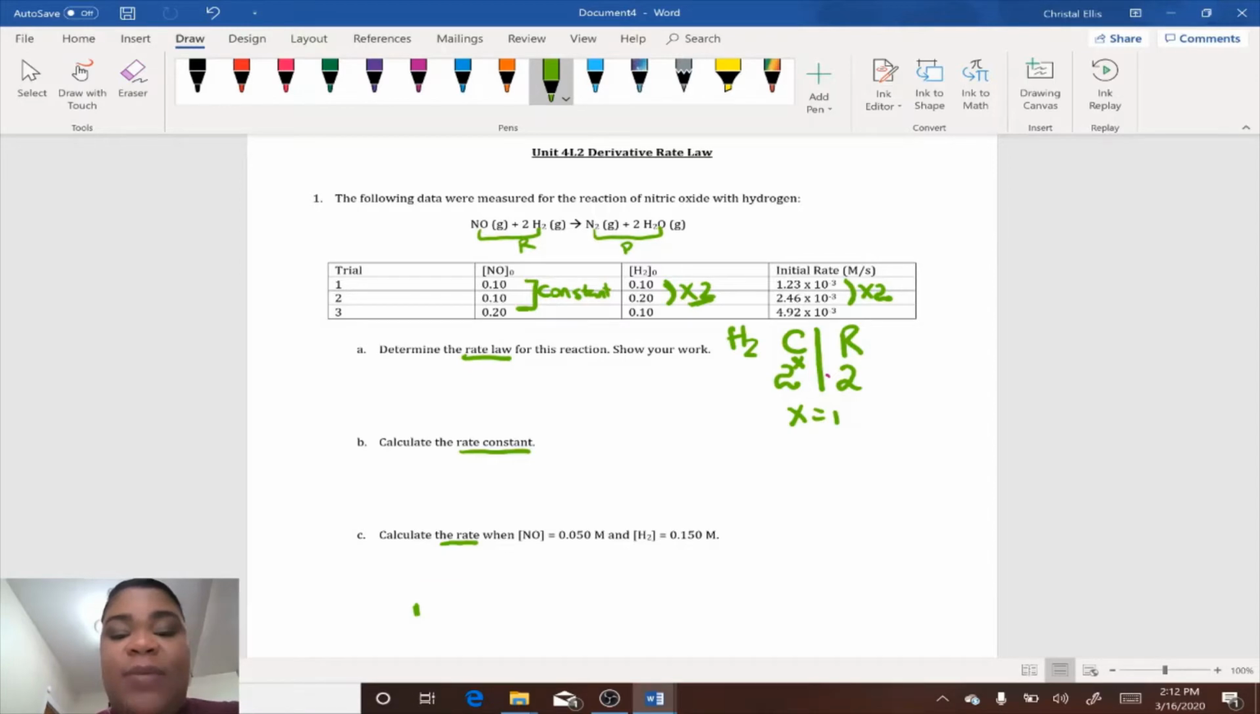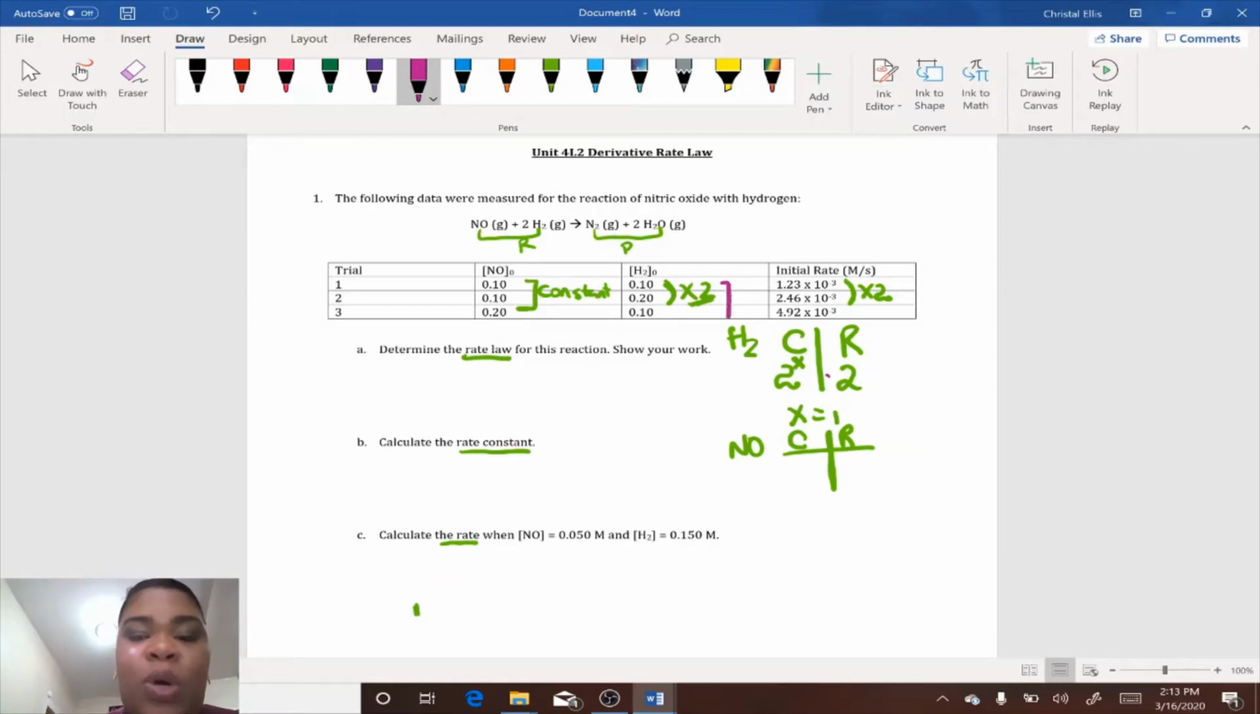We could do the same thing for NO. We need to find 2 trials which are constant and notice where the other reactant is changing, and set up our concentration versus rate chart. So we notice that trials 1 and 3 are constant for H2, which means that we can find the order for NO using trials 1 and 3.